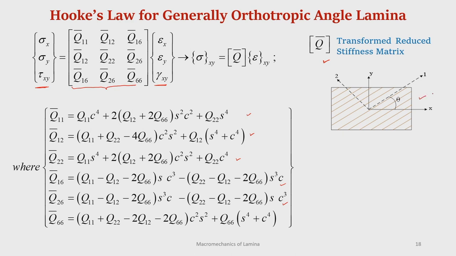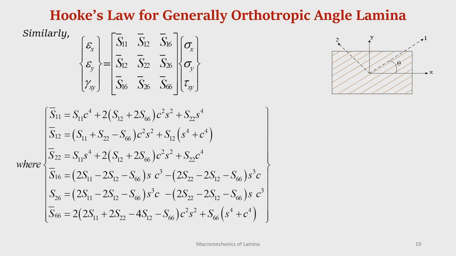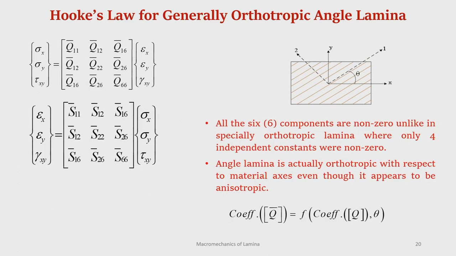Similarly, you can also write the transformed compliance matrix. Again, this is a function of S11, S12, S22, S66 and cos theta, sin theta. What is important here is that, unlike the specially orthotropic lamina where Q16 and Q26 were 0, here all the 6 components are non-zero. How many constants are there for the specially orthotropic lamina when we developed the stress-strain relationship with reference to 1-2? Only 4, but now it is 6, because of these two terms Q16 and Q26.